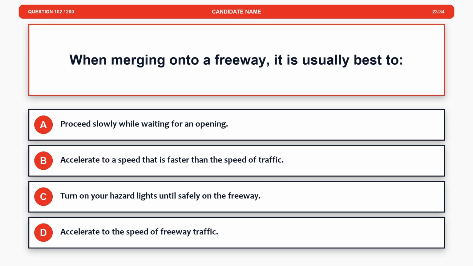Question 102. When merging onto a freeway, it is usually best to Option A, proceed slowly while waiting for an opening. Option B, accelerate to a speed that is faster than the speed of traffic. Option C, turn on your hazard lights until safely on the freeway. Option D, accelerate to the speed of freeway traffic.